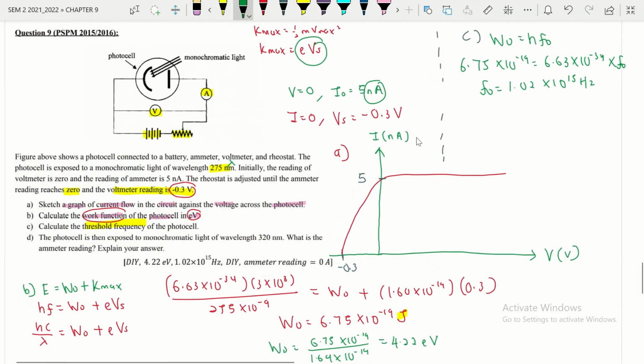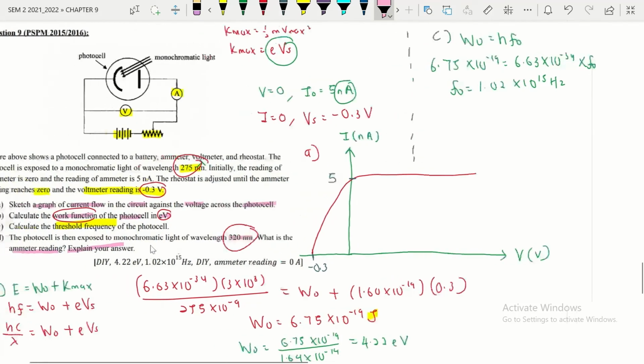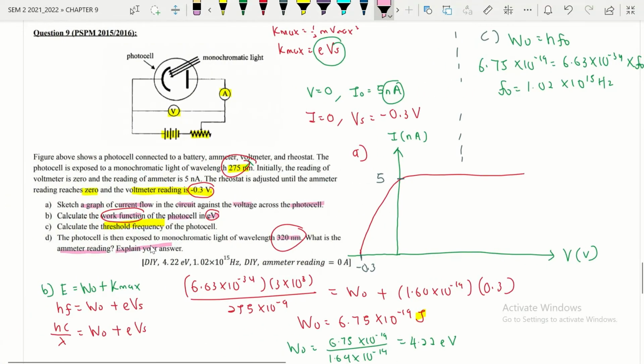Okay, the last question. This question is very, very interesting. The photocell is then exposed to a monochromatic light of wavelength 320 nanometer. Earlier it was exposed to 275, now it is exposed to 320. So the first question: what is the emitter reading? And explain your answer. Regardless, we answer this question first.